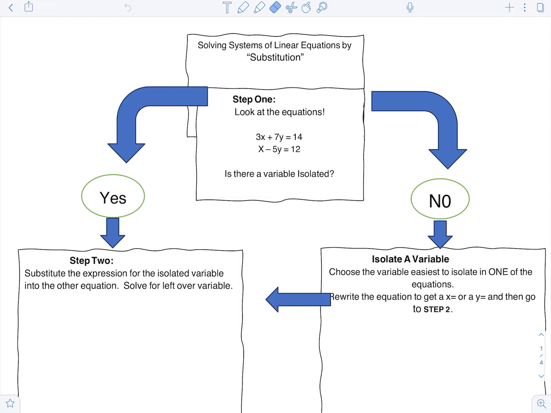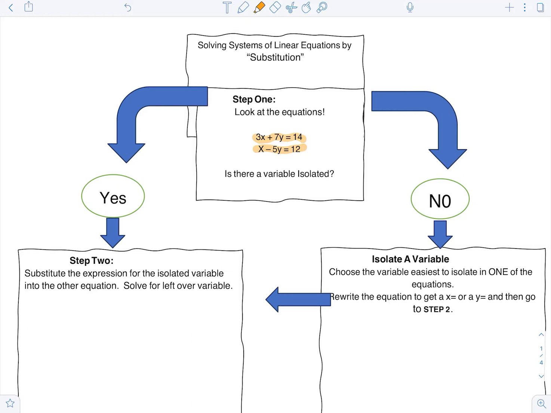All right, today we're going to talk about solving systems of linear equations by substitution. But when we ask the question, is there an isolated variable? Sometimes the answer is going to be no. So with this first problem, we have 3x plus 7y equals 14 and x minus 5y equals 12. There is not an isolated variable.